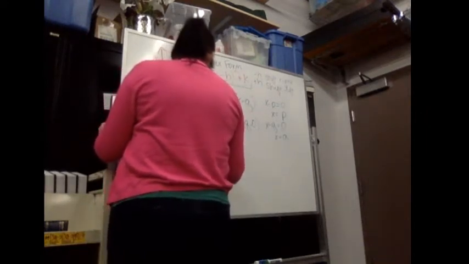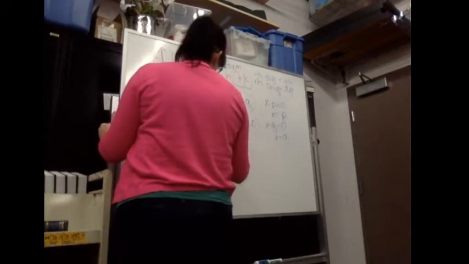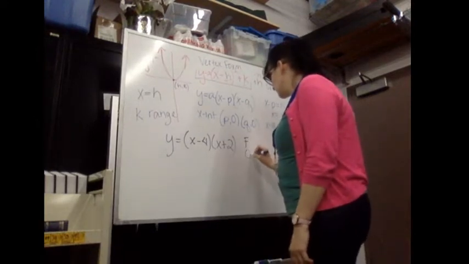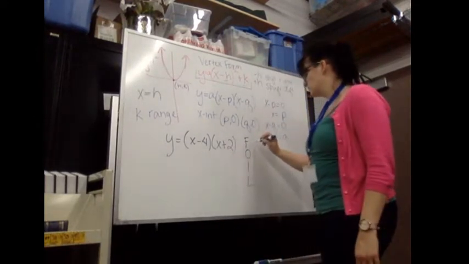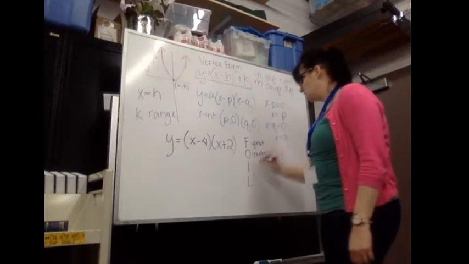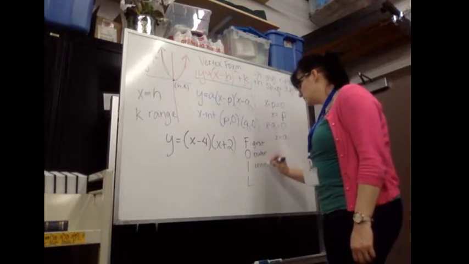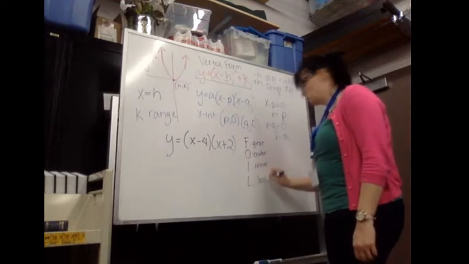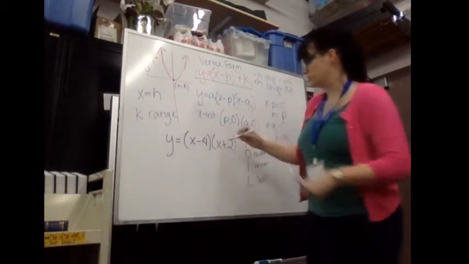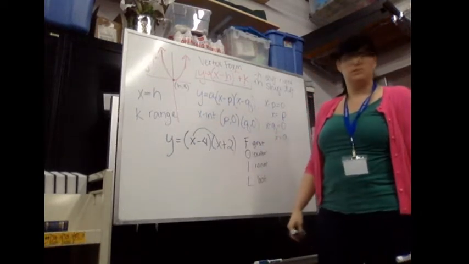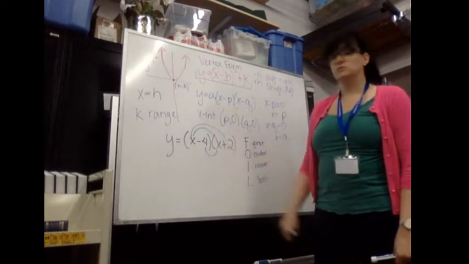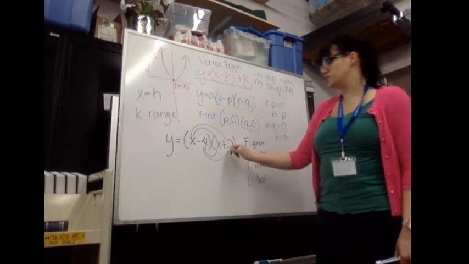If y equals x minus 4 times x plus 2, FOIL stands for first, outer, inner, and last. You do your first terms multiplied together. Then you do your outer terms multiplied together. Then you do your inner terms multiplied together. And then the last combination you haven't yet done.